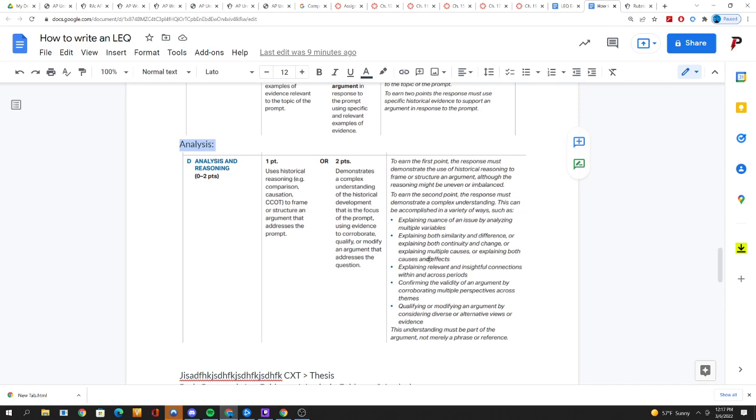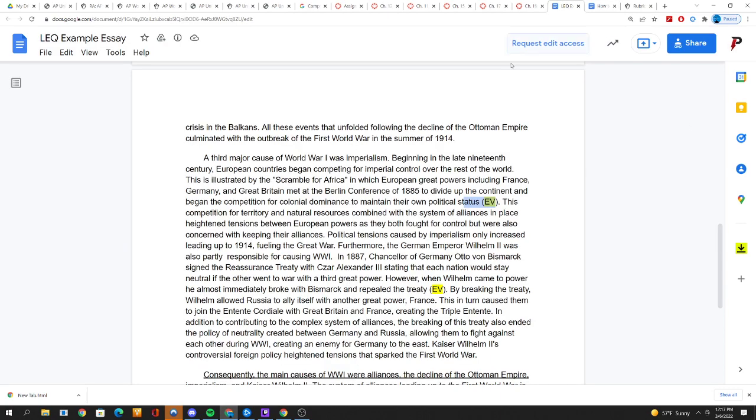I mean, if you look at history, it has always been a cause and effect. Someone did X, Y happened. So when you are explaining your evidence and your analysis, because these go in conjunction with one another, if you look at this essay right here, although it says evidence, this portion right here is all analysis.